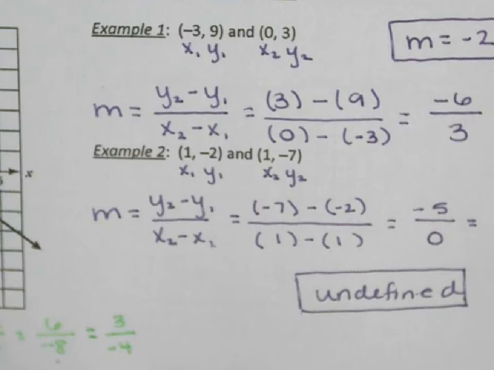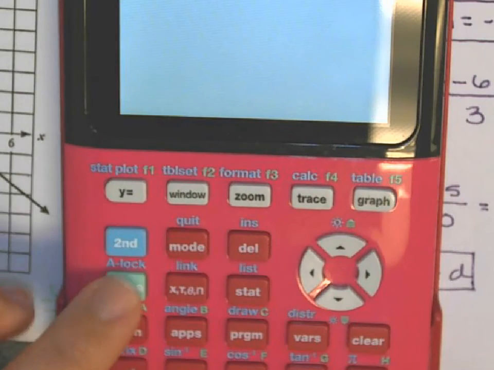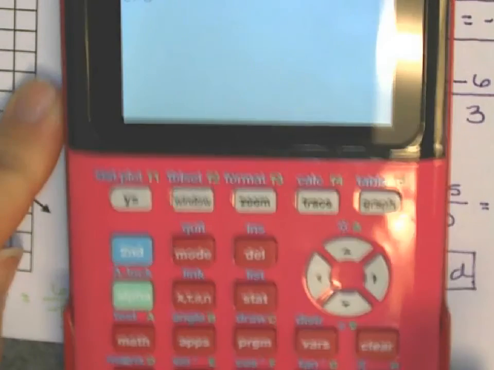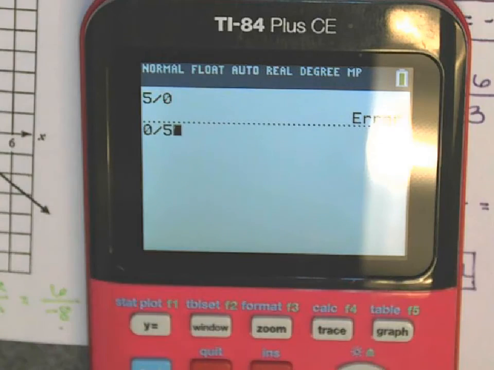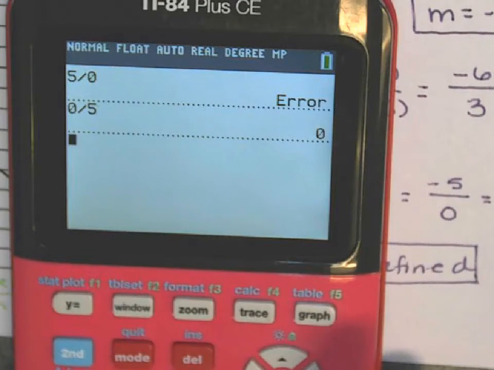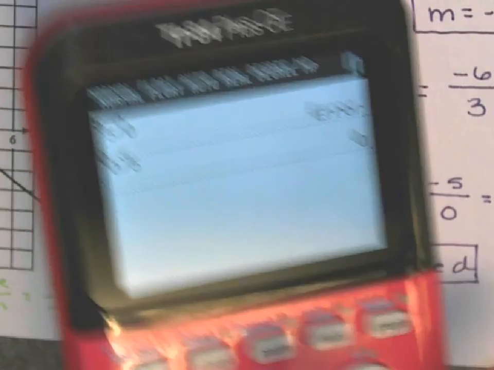Undefined. If this was the other way around and we were trying to do 0 divided by 5, now that answer, you can have 0 pieces. I'll share them with all of you. You'll all get 0 pieces. So you can have 0 on top of a fraction, but you're not allowed to have 0 on the bottom of a fraction. Okay, and if you do, we call it undefined.